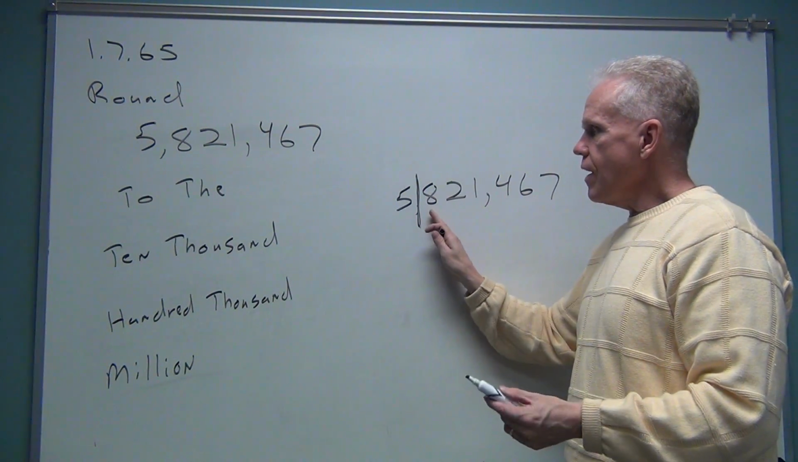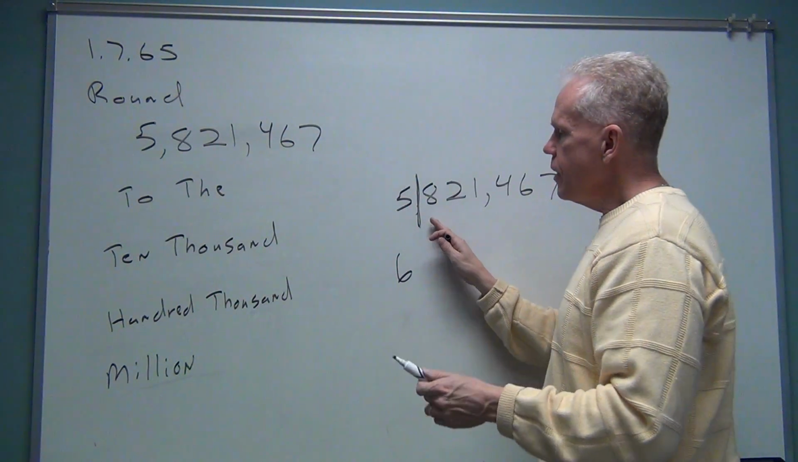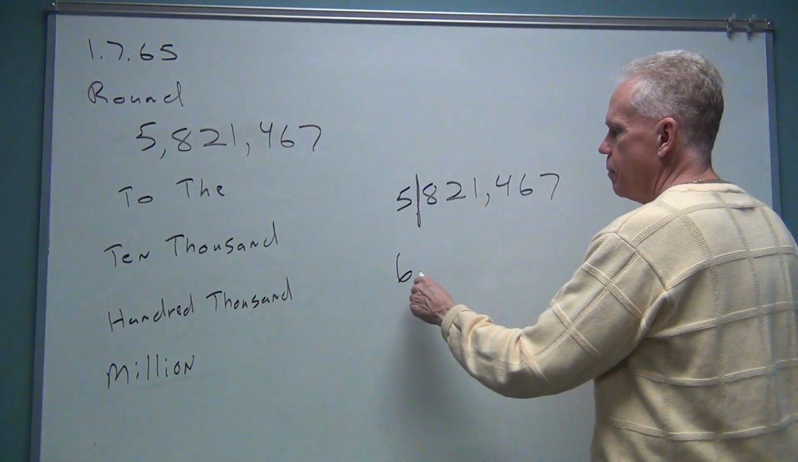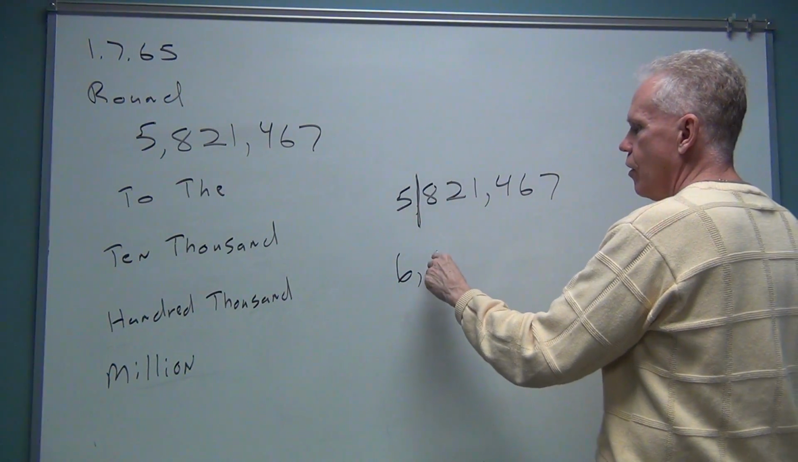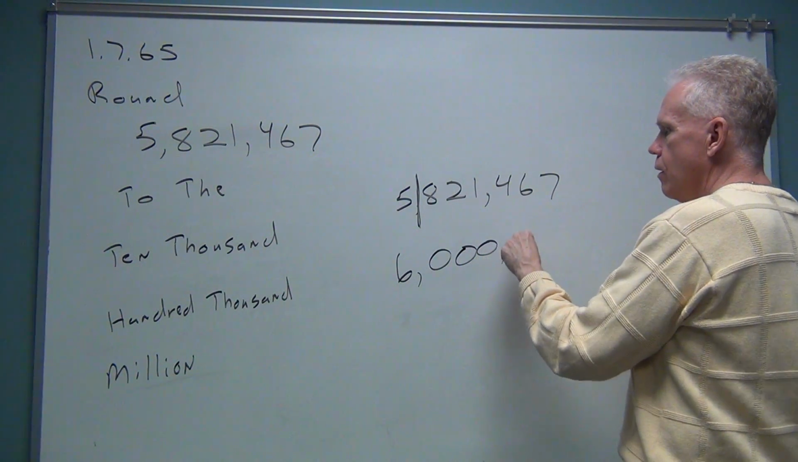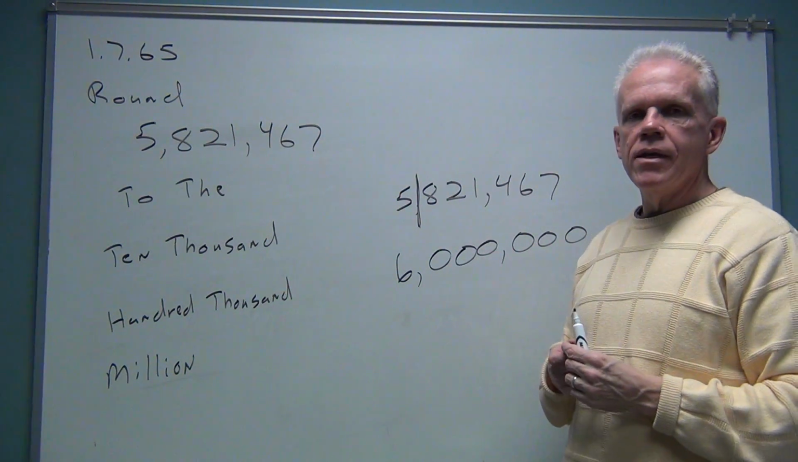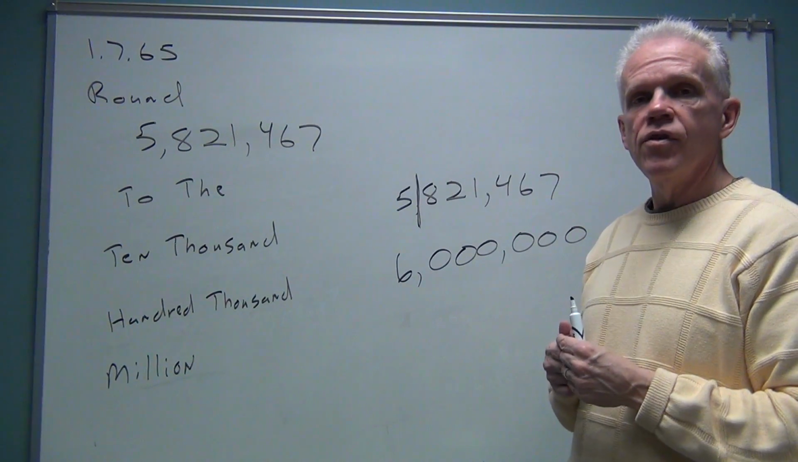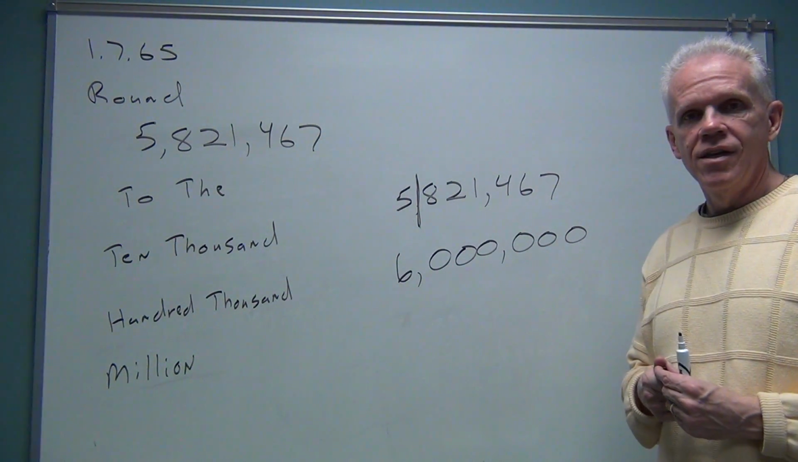Since the 8 is 5 or more, we're going to bump the 5. We're going to add 1 to it. Bump it up to a 6 and have 6 zeros. We've got 6 digits, so 1, 2, 3, 4, 5, 6 zeros. So 5,821,467 to the millions place rounds off to 6 million.